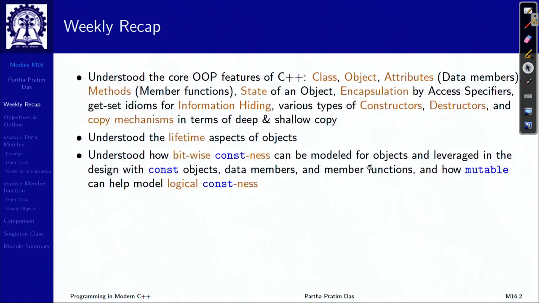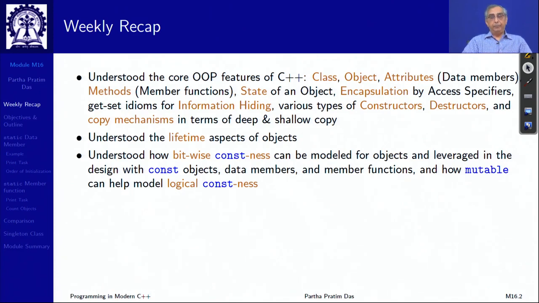In the last week, we have covered a major part of the core object oriented programming features of C++, including what is a class, what is its instance object, attributes, data members, methods or member functions, what is meant by the state of an object, encapsulation by private and public access specifiers, how to create a properly designed information hiding structure by using get set idioms, various types of constructors, default, parameterized, and so on, destructor and copy mechanism, copy constructor as well as copy assignment operator with deep and shallow copy options for pointer values.